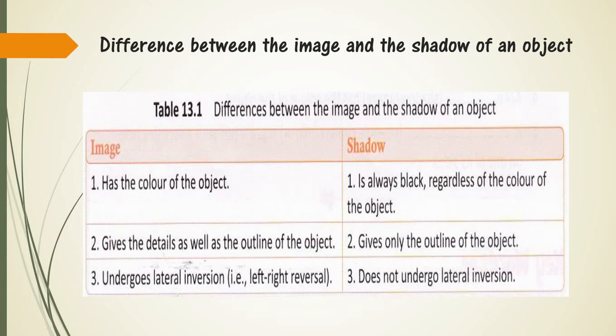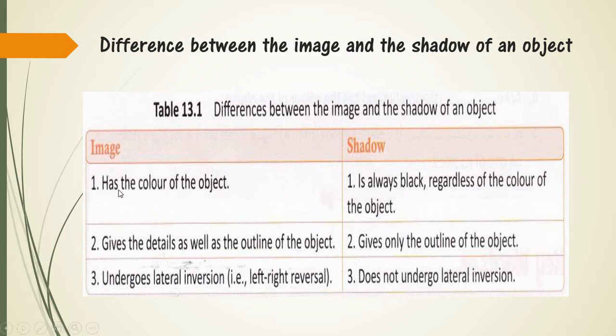So right now, till here, we have studied about image, and in the previous class we have studied about shadow, and both are formed by light, but there are some differences between the image and the shadow of an object. Let us see what the differences between both of them are.